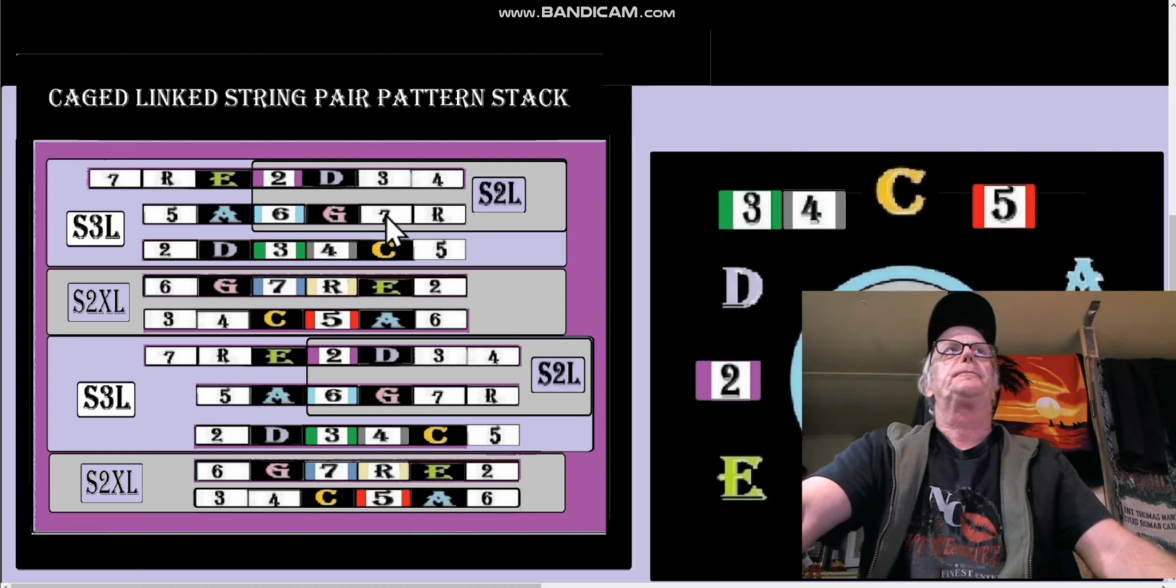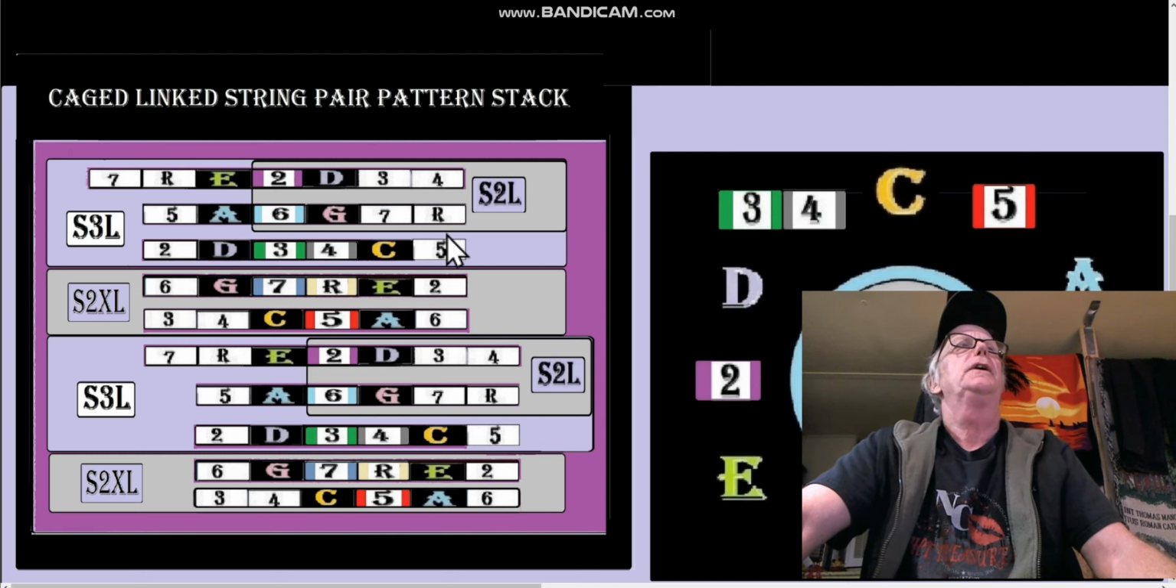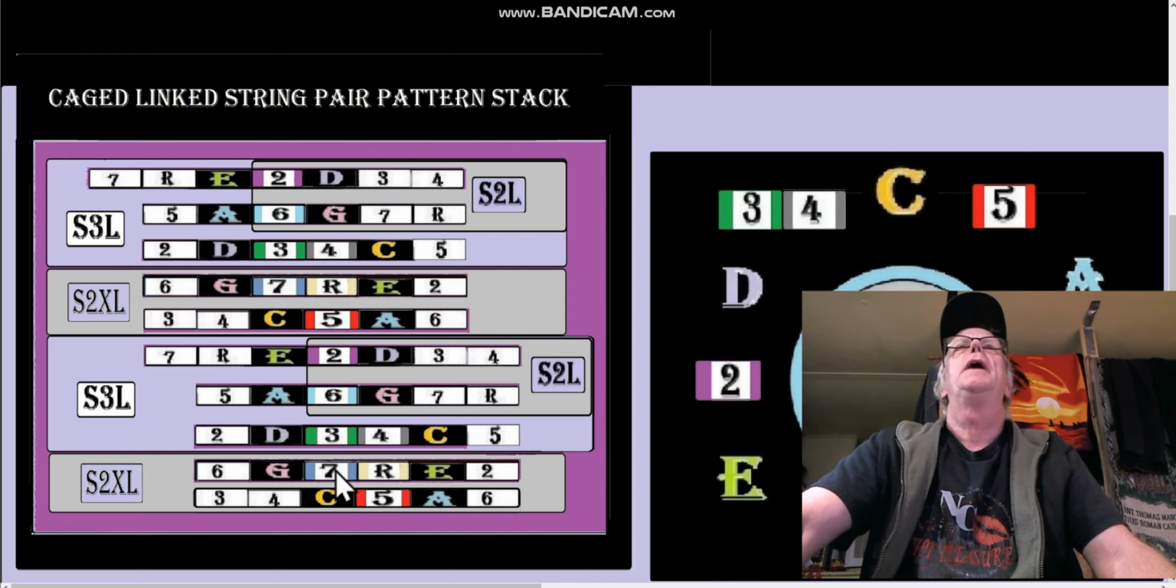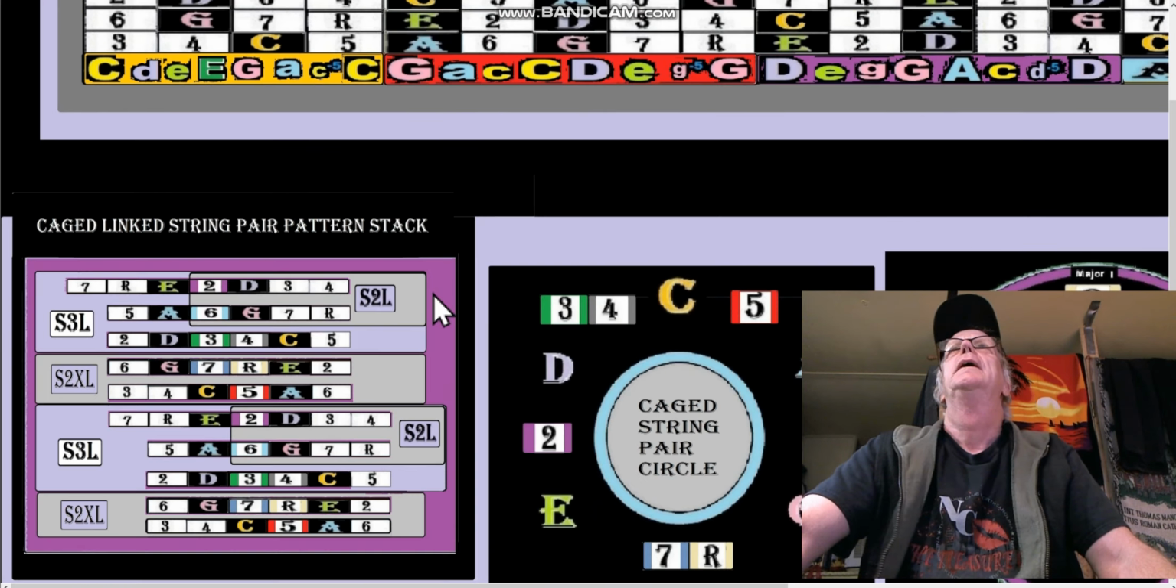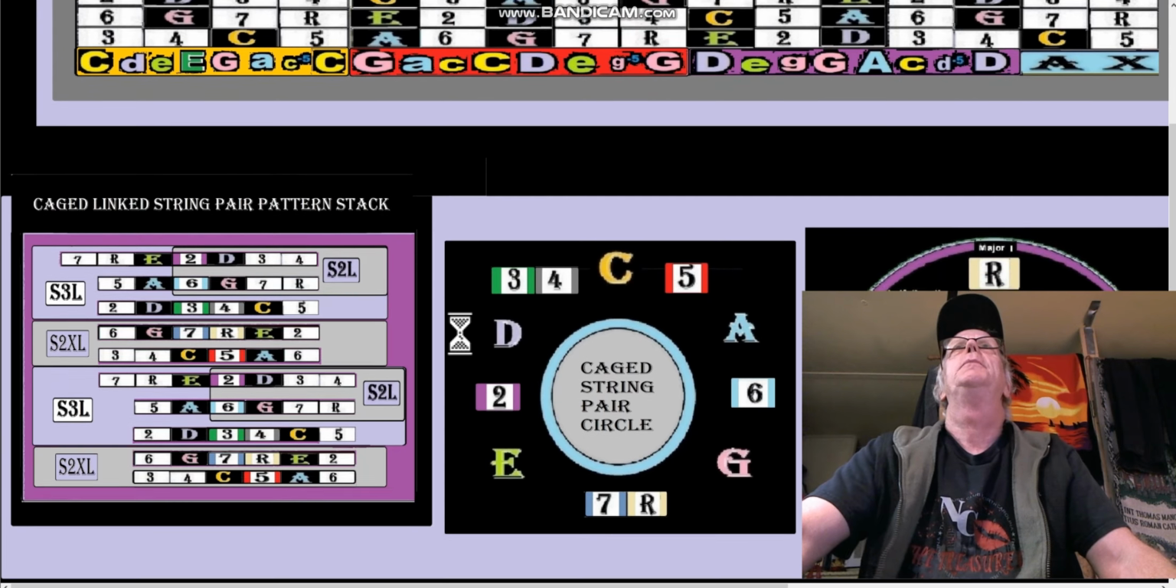Alright, so let's cut to the chase now. Why did I make this diagram, and why are these center notes flagged? They're kind of flagged. They look like flag notes, you know. So let's zoom out a little bit.